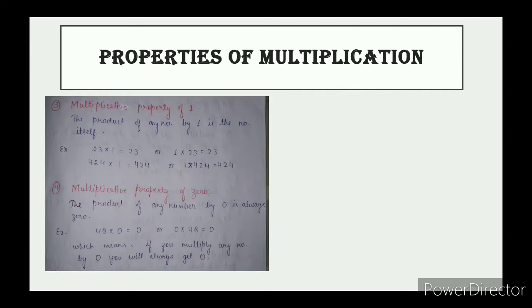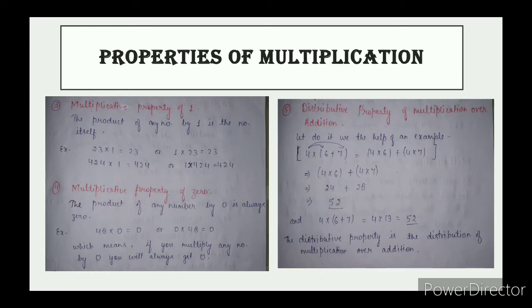Now the fourth property is multiplicative property of 0. The product of any number by 0 is always 0. For example, 48 multiply 0 is equal to 0, or 0 multiply 48 is equal to 0, which means if you multiply any number by 0, you will always get 0.